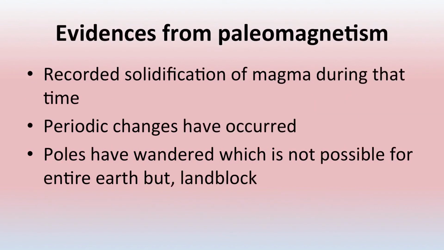The solidification of magma during that time is recorded and can be seen. Periodic changes have occurred during this solidification of magma and the formation of poles. So poles have wandered, which is not possible for the entire earth but is possible for a land block. So it also shows that some land blocks have shifted from their original places.